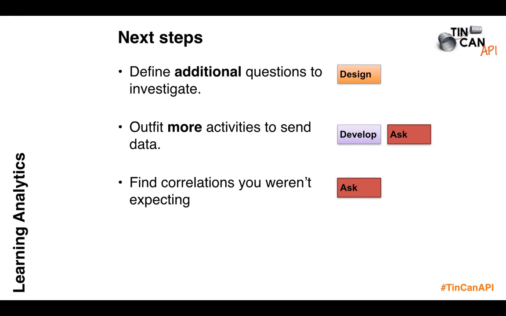How can you go a little bit deeper? Once you've maybe done your initial pilot, what are the next steps? Well, you can define additional questions to investigate, look into different areas. You can outfit more activities to send data, start collecting data from lots of different data sources, and then perhaps you'll find correlations that you weren't expecting. So initially, you have a particular question, and you're just collecting data about that question, but the more data you start collecting, the more interesting correlations you can find, and you might find some unexpected stuff that you weren't even investigating. And again, that's something you can ask your LRS vendor about.